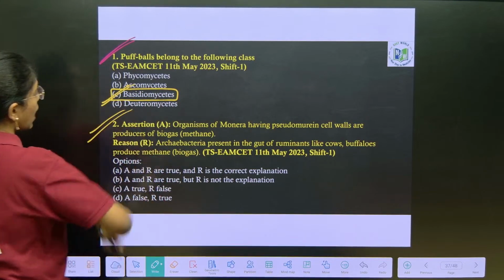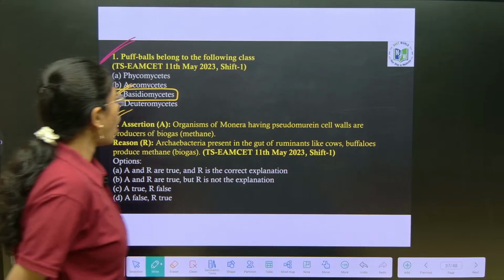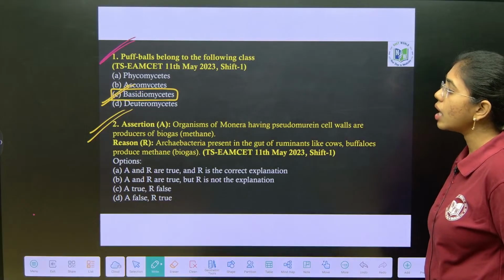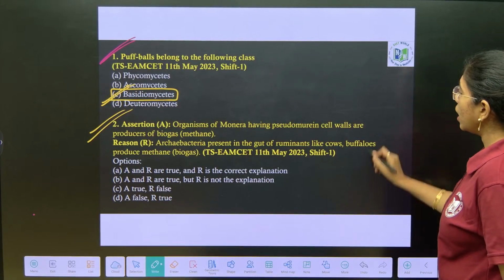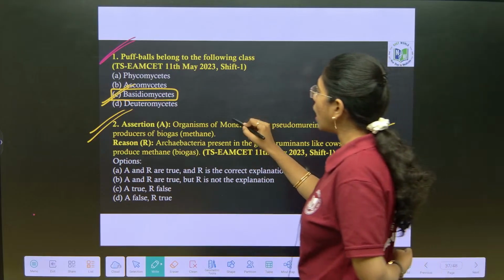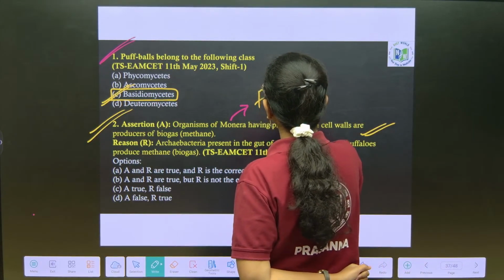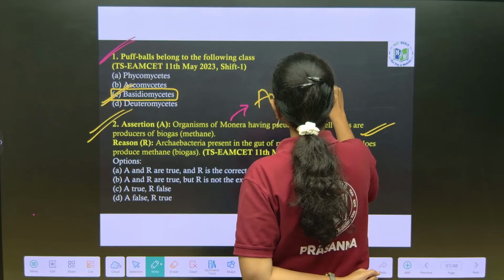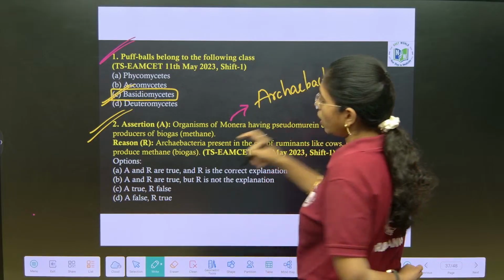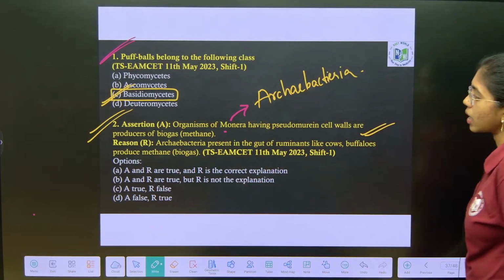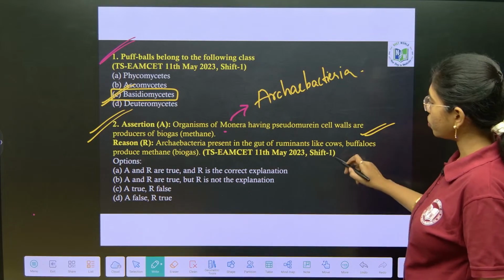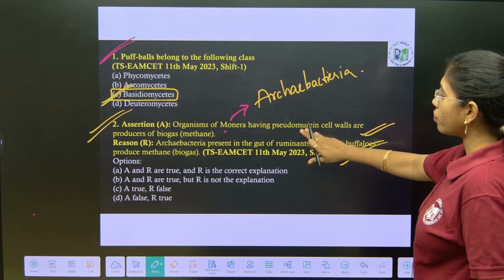Second question, you see, is an assertion-reason type of question. Organisms of Monera having pseudomurein cell walls produce biogas, methane. Yes, it is correct, but it is not all the organisms of Monera. Only Archaebacteria of kingdom Monera produce methane gas. Archaebacteria present in the gut of ruminants like cows and buffaloes produce methane. So, here the assertion is false, the reason is true.